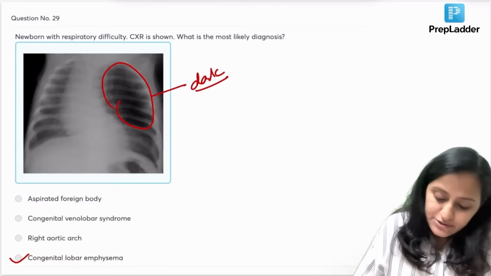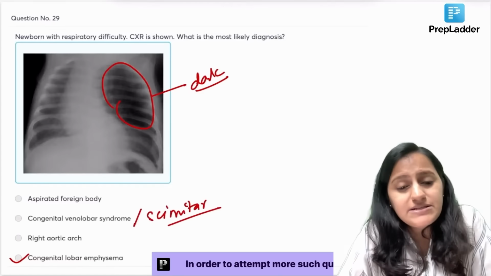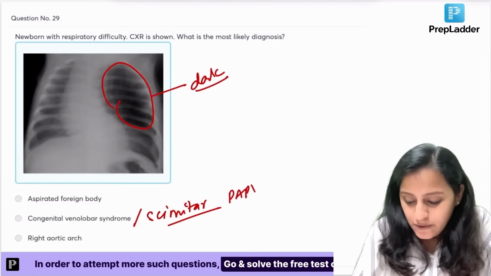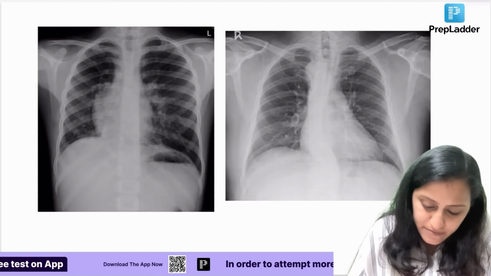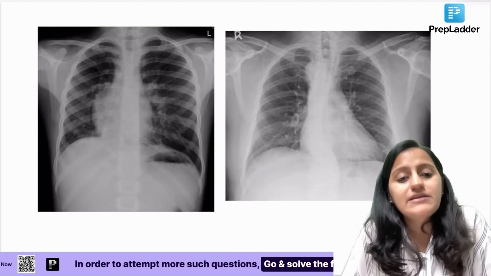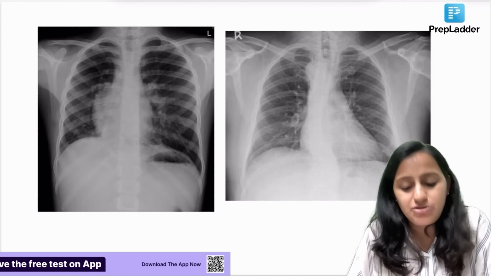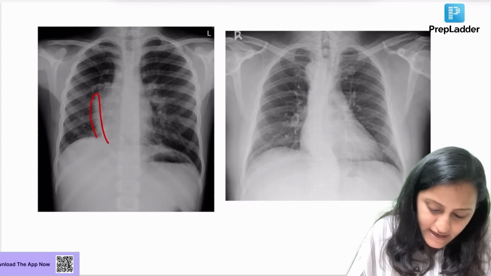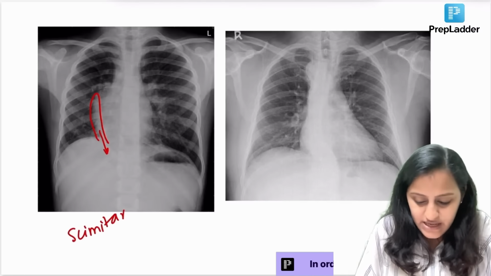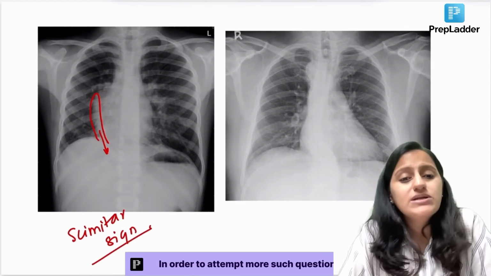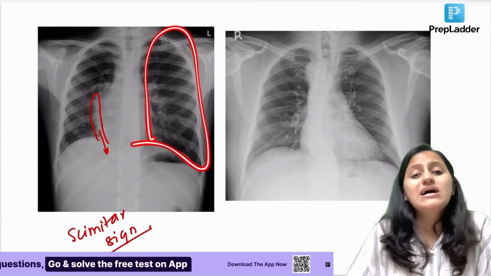Congenital venolobar syndrome. This is also called as Scimitar syndrome या PAPVC जो होता है. What do you see here is Scimitar sign. The venolobar syndrome has this abnormal pulmonary vein draining into the systemic circulation rather than going into the left atrium. So this is the pulmonary vein which will drain into the systemic circulation. This is called as Scimitar sign, that is called as sword-like appearance. One lung appears smaller as compared to the other lung.